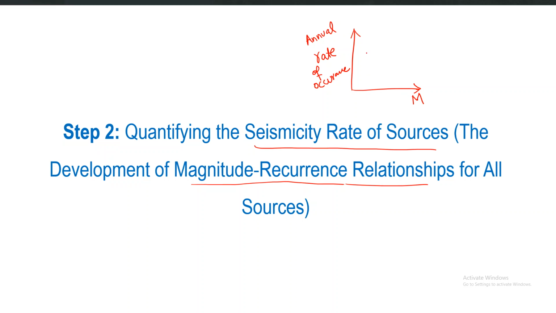So naturally you can expect the behavior of this curve to be like this, going down, because as the magnitude increases, maybe towards 8 or 9, the annual rate of occurrence reduces. But for, let's say, magnitude 4 or 5, you may expect a very high rate, because the low magnitude earthquakes are frequent and the large magnitude earthquakes are rare.